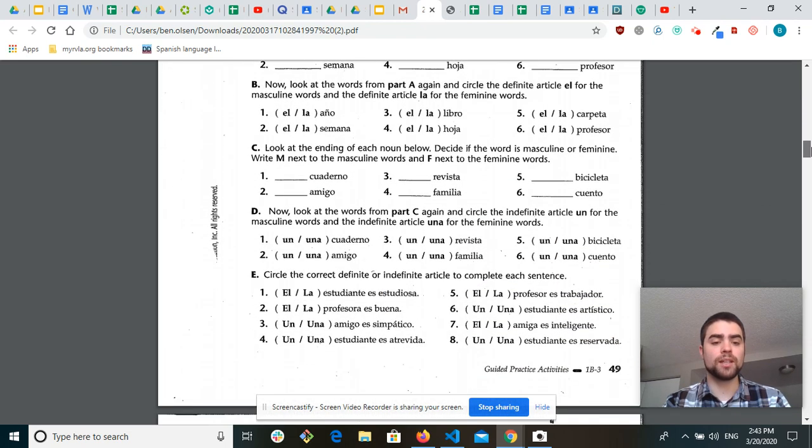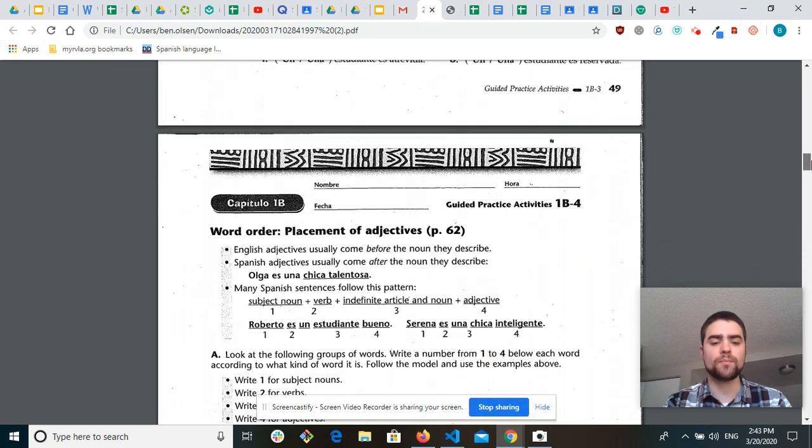Part B, you're circling it. C, D, and E are kind of the same thing. You're either writing it in the blank or you're circling it. Remember to put el or la. Again, el if it's masculine, la if it's feminine. Any questions on that, you should be able to Google it, or you can email me for questions.